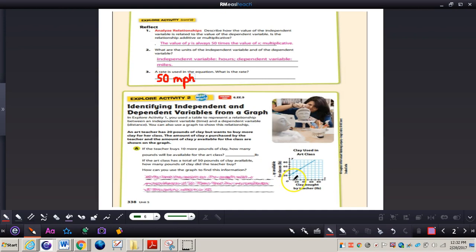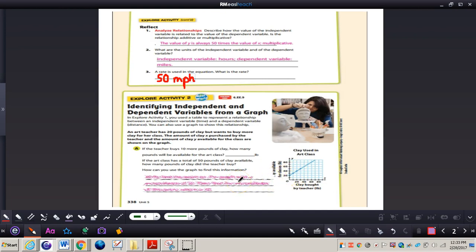Then as the teacher bought 10 pounds, it was 30 pounds available for the class. As the teacher bought 20 pounds, you can see there was 40 pounds available. As the teacher bought 30 pounds, there was 50 pounds available. So we can see that it's always going to be 20 more than what the teacher bought. And why is that? Because the teacher started out with 20 pounds already.